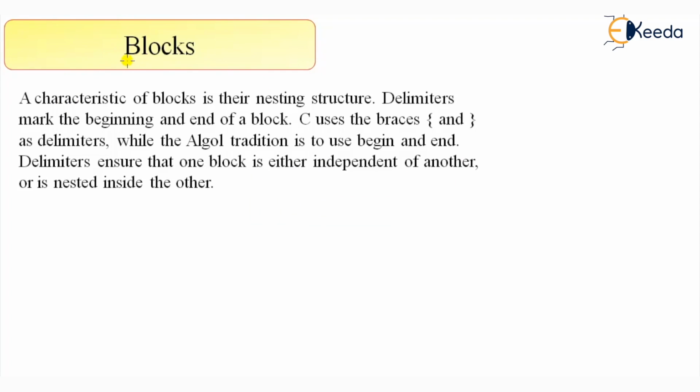The definition says close nesting of the blocks, and this I described earlier: the opening bracket and the closing bracket form the block. So there is a delimiter mark for the beginning and end of the block. The delimiter mark for the beginning of the block in the C language is the opening bracket, and the end of the block is the closing bracket.